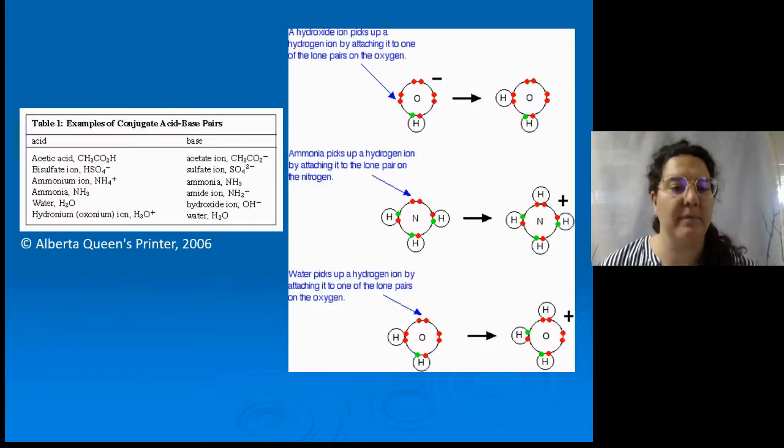So for an example, if we have an acid, it's going to be acetic acid, CH3CO2H, and then its conjugate base is going to be CH3CO2 negative, or ammonia, NH3, to the amide ion, NH2 negative. So the hydroxide ion is going to pick up a hydrogen ion by attaching it to one of the lone pairs of oxygen. Ammonia picks up a hydrogen ion by attaching it to the lone pair of the nitrogen, and water can pick up a hydrogen ion by attaching it to one of the lone pairs on the oxygen.